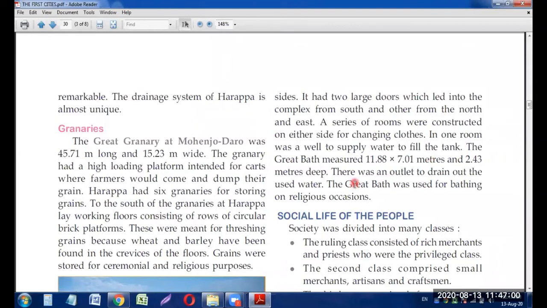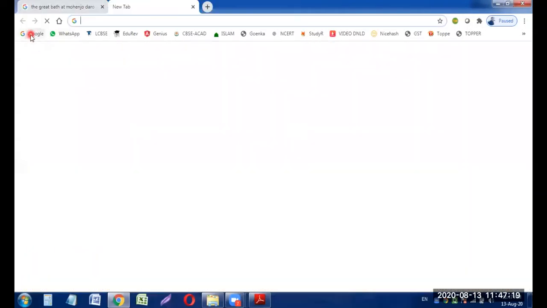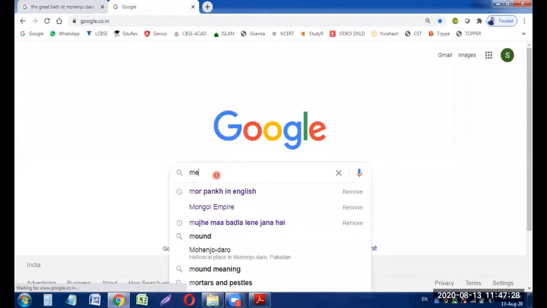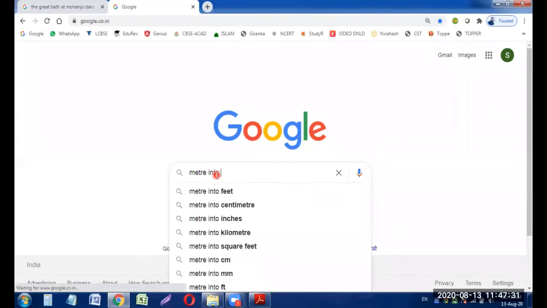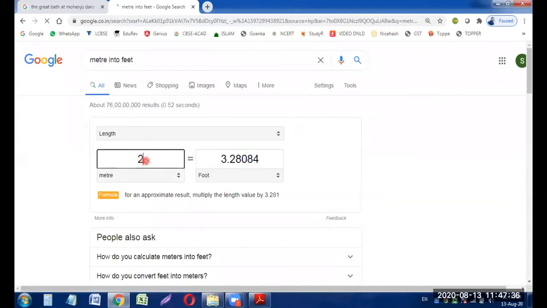The great bath measured, the measurement of the bath visually, an average measure, 11.88 into 7.01 meters and 2.43 meters deep also. So the bath was quite deep, my dear students, 2.43 meters. Let us convert this 2.43 meters into feet so that we can measure along with us. You can Google. I am teaching you a few more things, how you can easily convert meters into feet. I have written it in Google. Now I will write over here how much deep it was, 2.43.